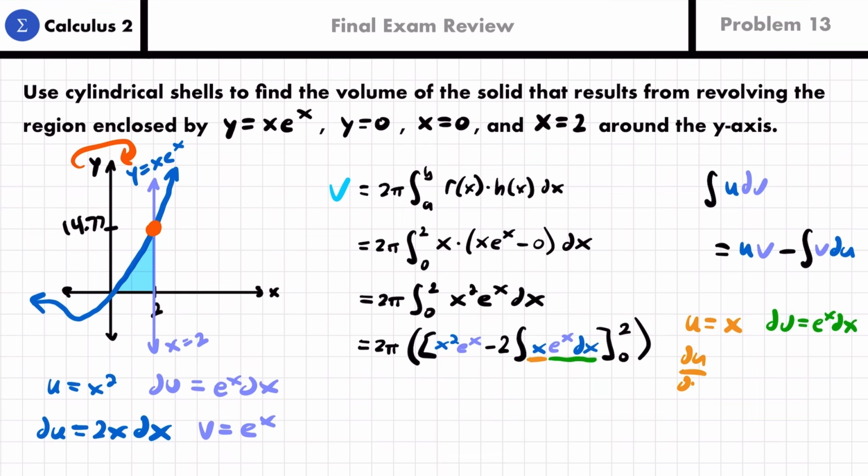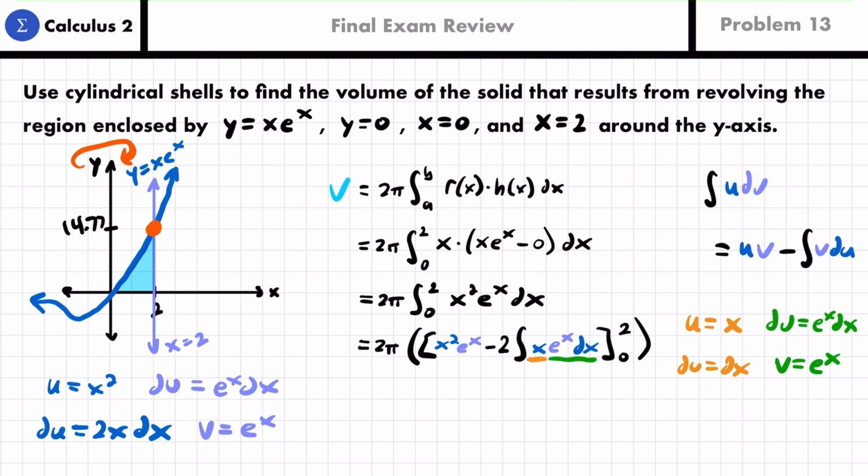But then taking the derivative of u, you'll just have the derivative of x, which is 1, so du divided by dx is equal to 1, and multiplying both sides by dx gives you that du is equal to dx. Then for dv, if you integrate that to get back to v, the integral of e to the power of x is once again e to the power of x. So you get v is equal to e to the power of x.